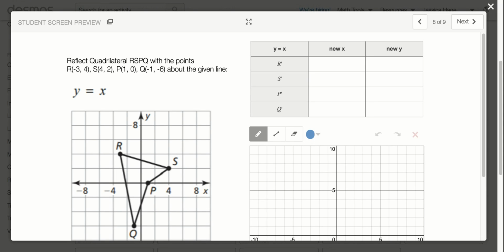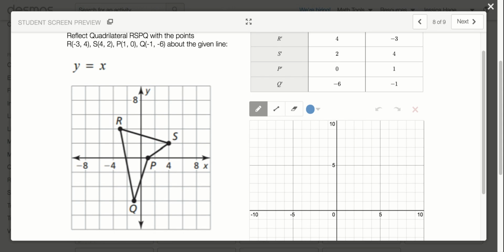Slide 8 is the reflection y equals x. So there is no negative here. Okay, so this is just a reflection where we switch the spots of x and y. We don't do anything with the signs. So negative 3, 4 would be 4, negative 3. 4, 2 would become 2, 4. 1, 0 would become 0, 1. And negative 1, negative 6 would become negative 6, negative 1. Again, we want to leave the signs alone because this is just simply y is x, x is y.